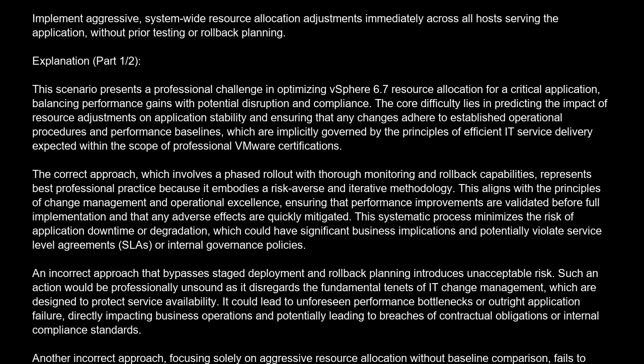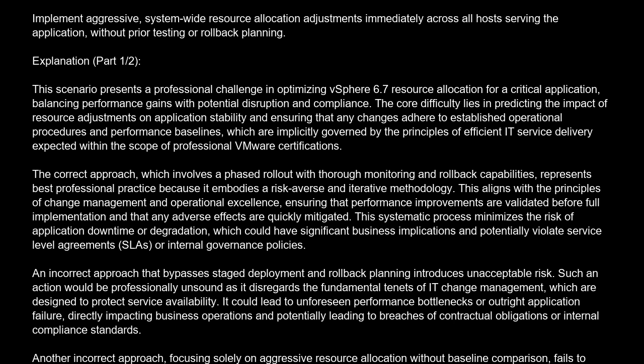The core difficulty lies in predicting the impact of resource adjustments on application stability, and ensuring that any changes adhere to established operational procedures and performance baselines, which are implicitly governed by the principles of efficient IT service delivery expected within the scope of professional VMware certifications. The correct approach, which involves a phased rollout with thorough monitoring and rollback capabilities, represents best professional practice because it embodies a risk-averse and iterative methodology.